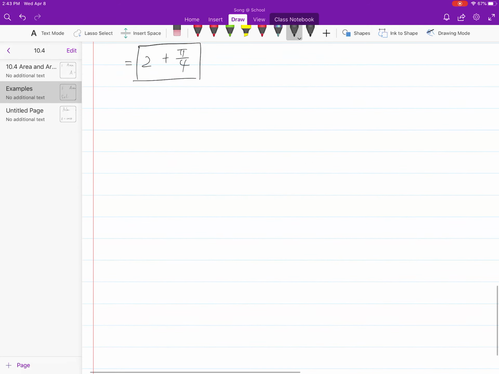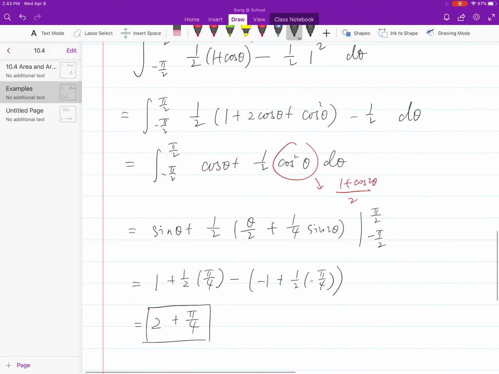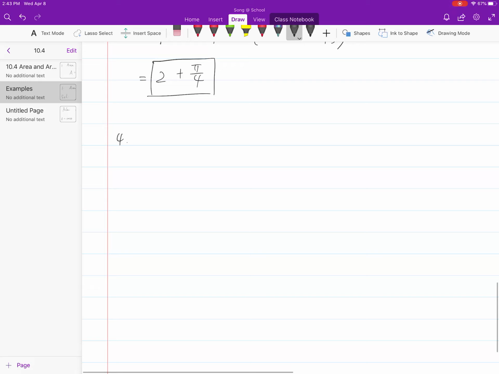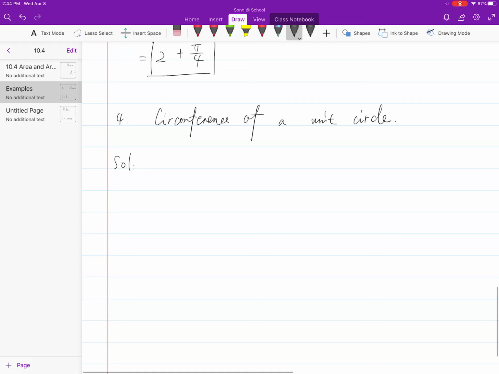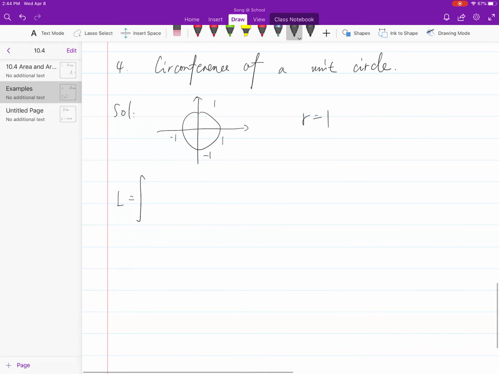Okay, let's try some examples. Let's try exactly the same 3 examples. Arc length, or let's just say circumference, of a unit circle. Then we try the clover, and then we try the butt function. Okay, the formula is given by r equals 1. Now let's use our formula.